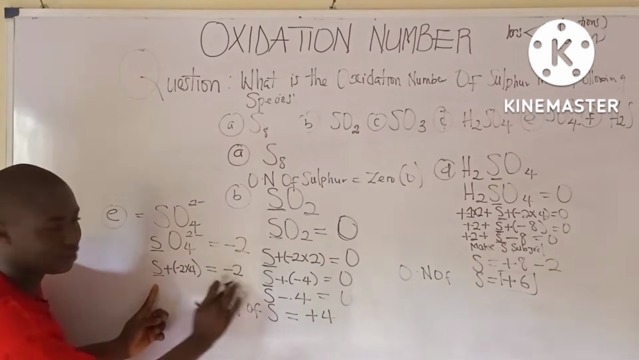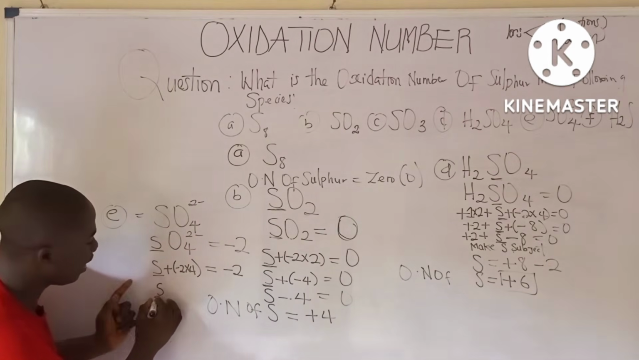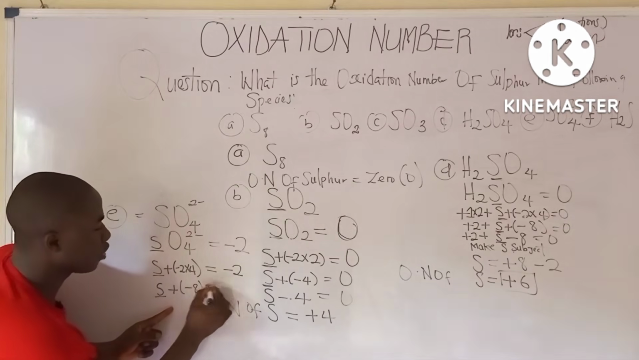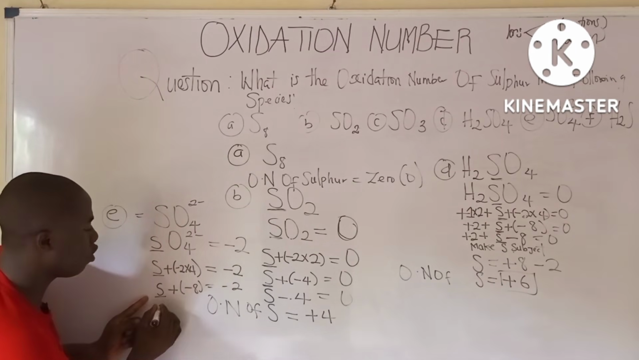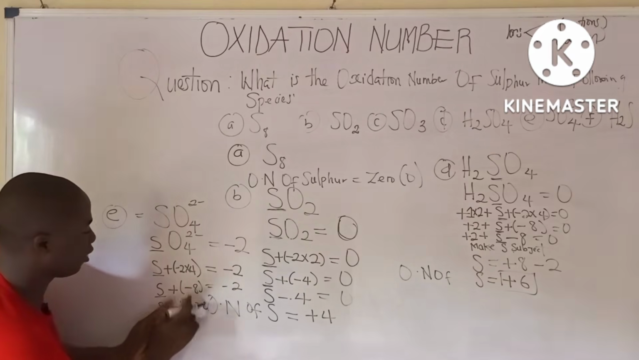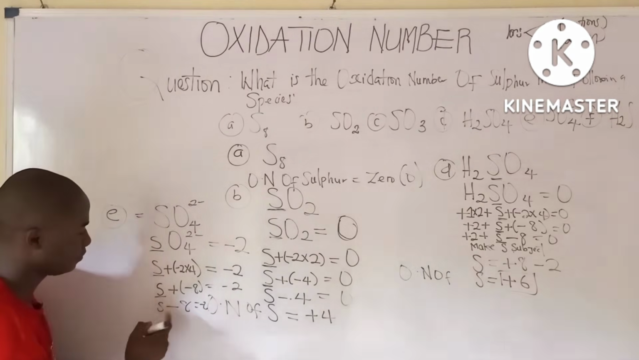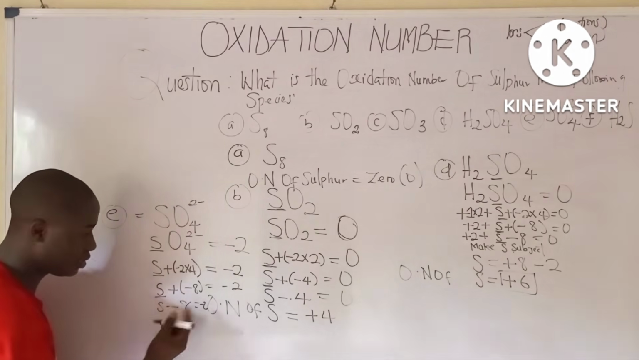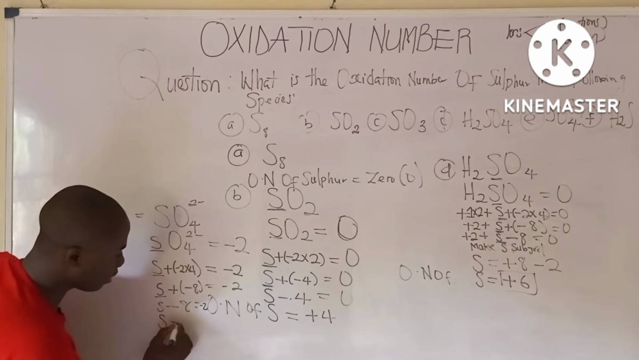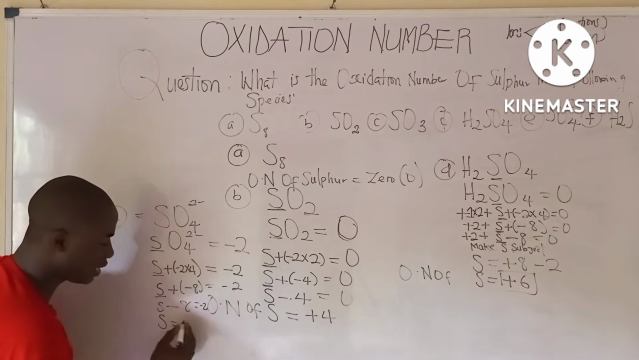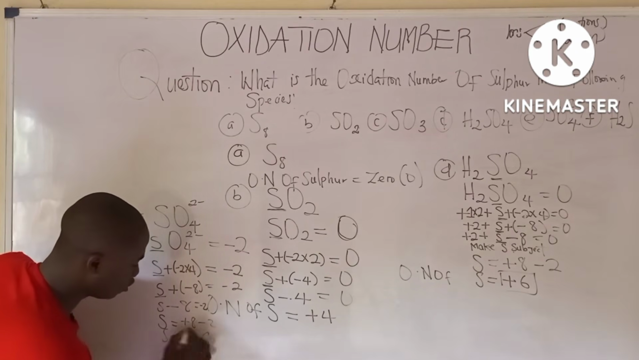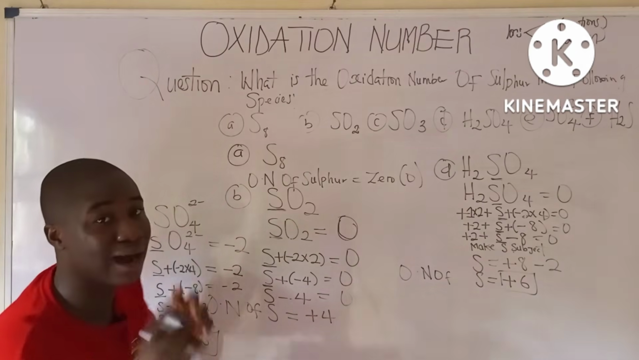So we've gotten the expression. X, which is what we are looking for, plus -2 times 4, that is -8, is equal to -2. What happens next is S minus 8 is equal to -2, because plus times minus is minus. After that, S will now be equal to -8 moved to the other side, becoming +8, minus 2. So S now becomes +6. So you can see how questions like this are being tackled.